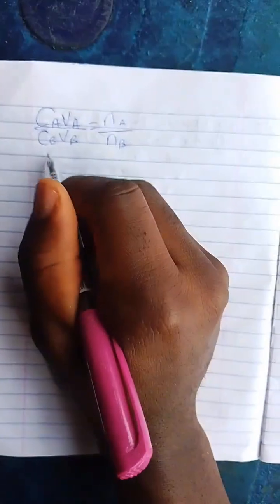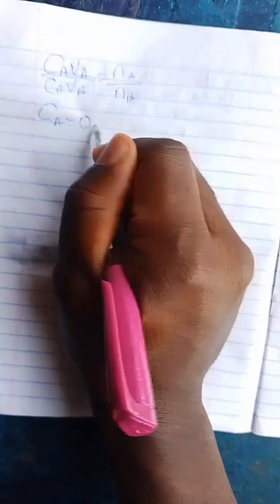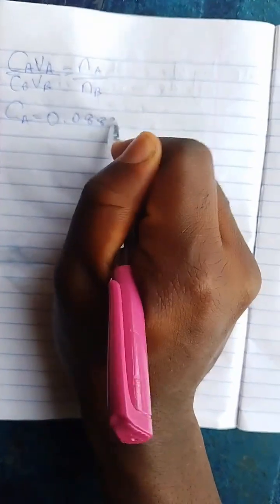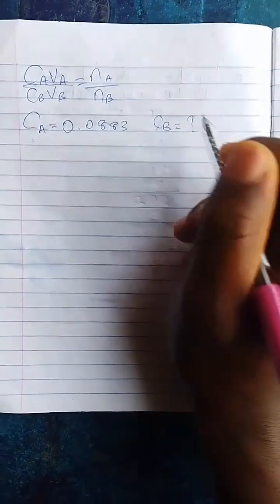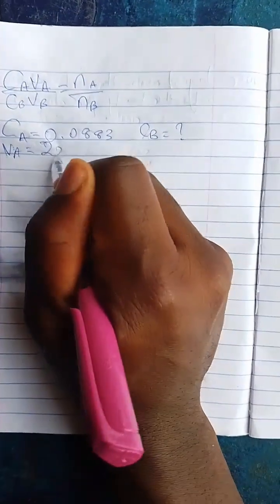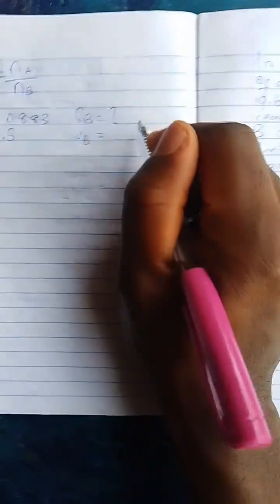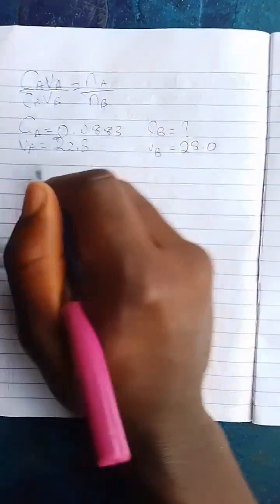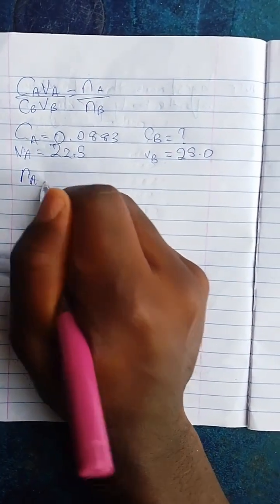Alright. CA is what? Concentration of acid. In our previous video, you will see that this was our answer for the concentration of acid. And we are told to look for the concentration of the base. We don't know that. Now the volume of acid. Looking at the question, you will see that the volume of acid is 22.5. Volume of base will be 25. Alright.